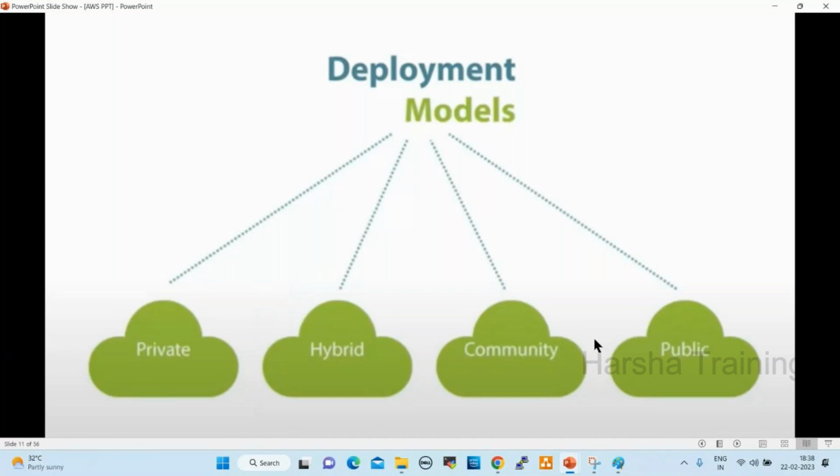Next one, community cloud. What is community cloud? It's a government cloud, defense cloud, a high security cloud. No one can enter into this cloud, right? So we have four deployment models available. Most organizations are using hybrid, some companies are using private only, and some are using public only. Most of the banking and insurance domains are using hybrid cloud. These are the four deployment models.